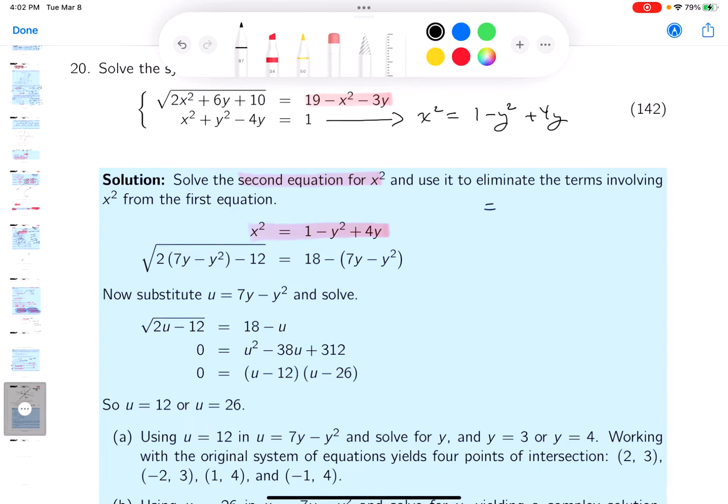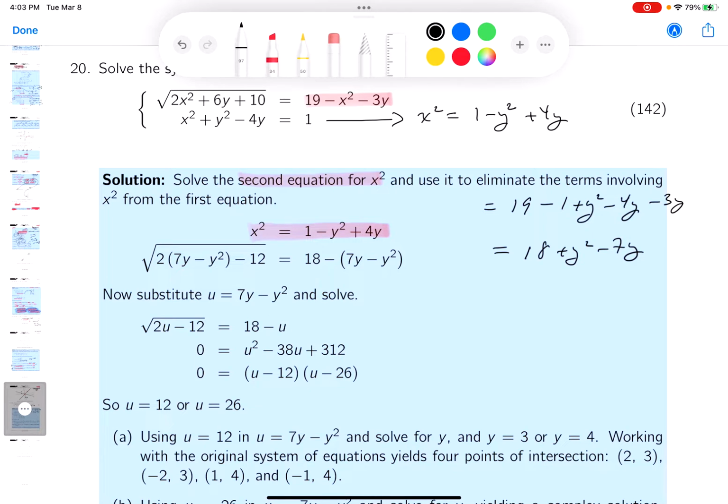You would get 19 minus x squared, which would be minus 1 plus y squared minus 4y. That's the minus x squared, by the way, minus 3y. What do you get there? You get 18. And let's see what you get there. You would get y squared minus 7y. All right?